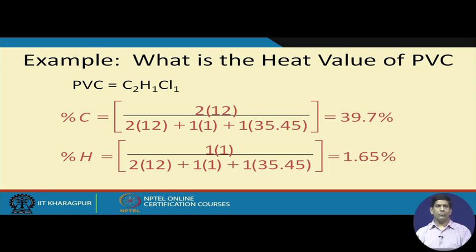So in terms of the percent carbon, using the molecular formula that is given to us, we can find out the percent carbon, which has 2 carbon. So you see 2 times 12, and then in the denominator you have 2 times 12, 1 hydrogen and 1 chlorine. So that's all added up in the denominator. So that's the total mass. And in terms of the mass here, we have the 2 times of the carbon. So that gives around 39.7%. Similarly for hydrogen, you get 1.65%.